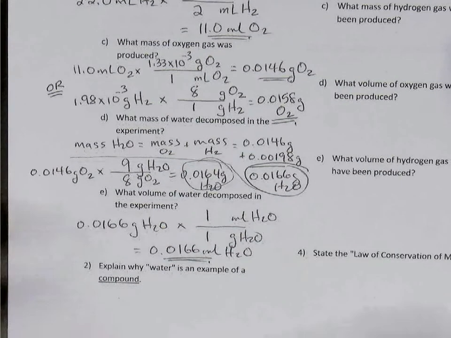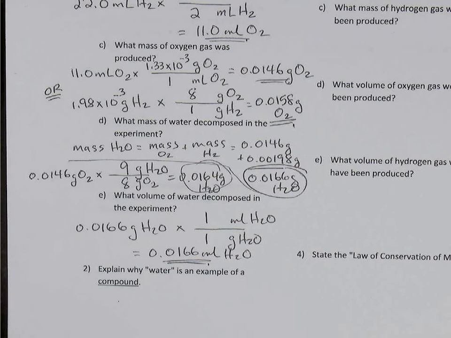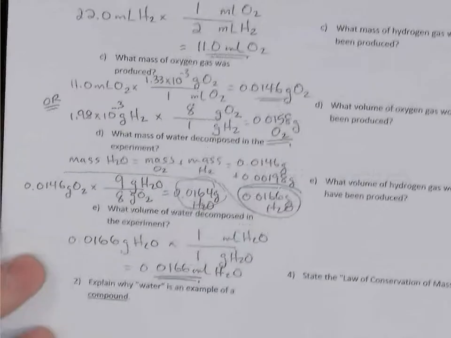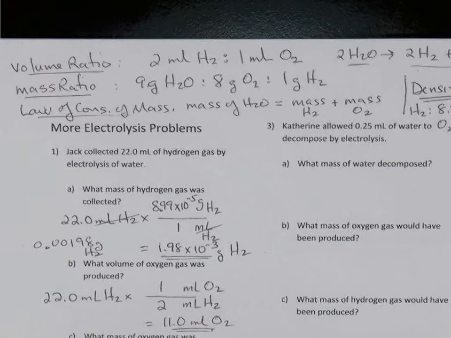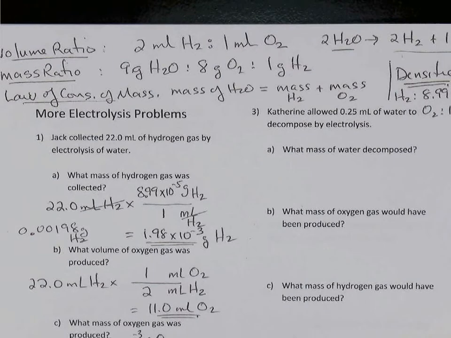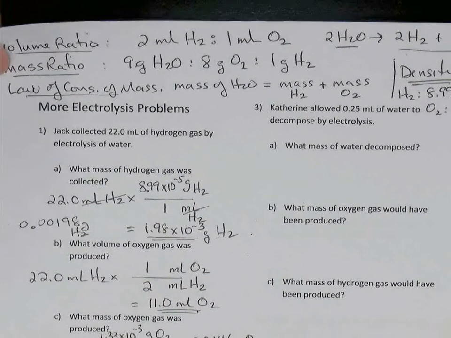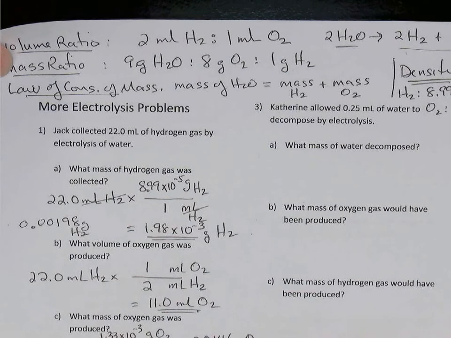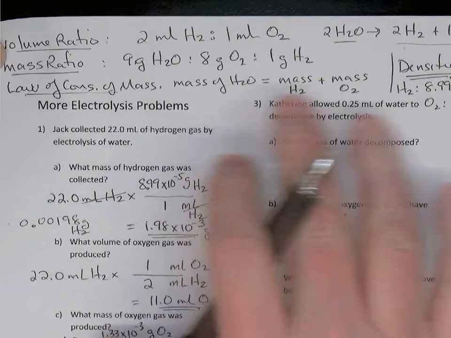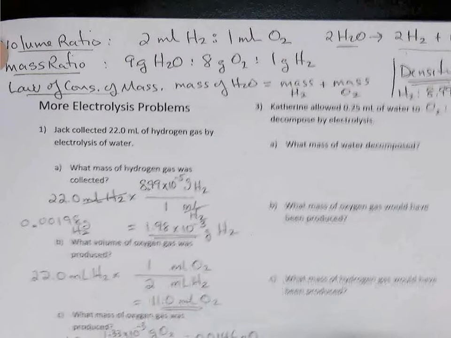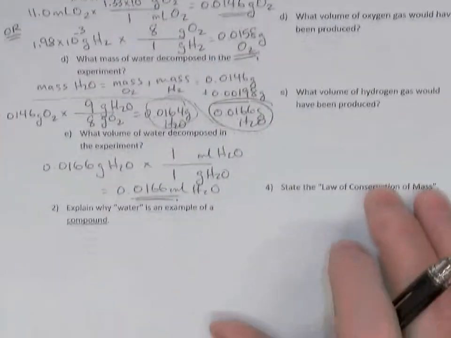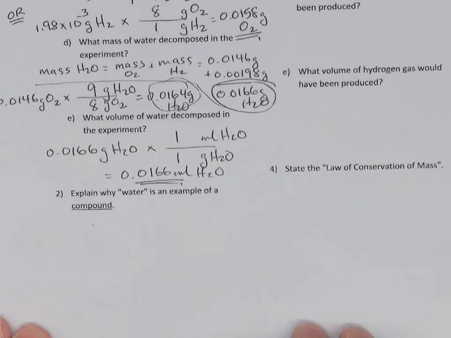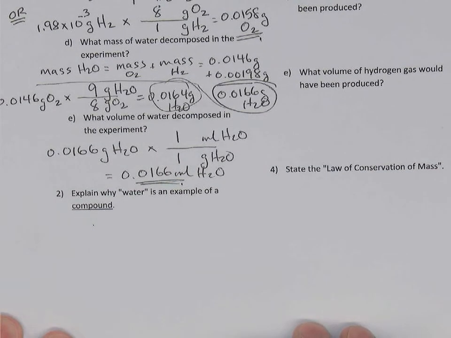So there you have it, a multi-step problem involving electrolysis, and we solved it using volume ratios, mass ratios, law of conservation of mass, as well as density calculations. So people who find this problem difficult, usually they find it difficult because of the different ways we can solve the problems, and as we saw, some of the problems can be solved in more than one way, which for some people is just even more confusing.